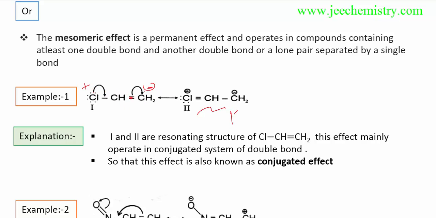Here is a lone pair and pi bonds are in conjugation, in alternate positions. So this effect mainly operates in a conjugated system of double bonds. This effect is also known as the conjugated effect and the mesomeric effect.